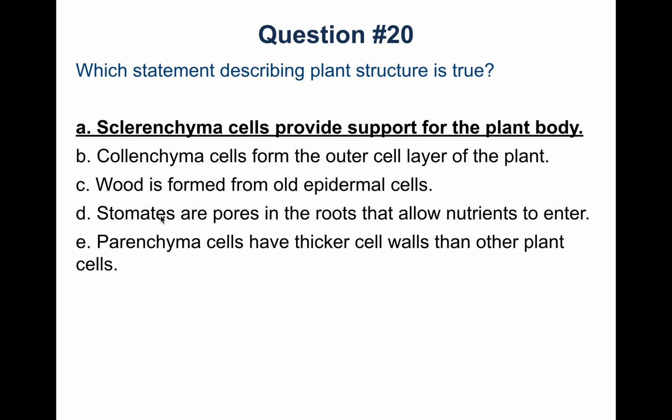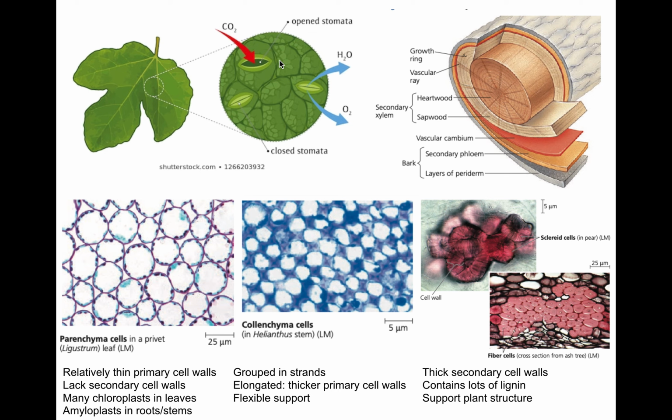So for instance, stomates or stomata are pores in the roots that allow nutrients to enter. No, the stomata are pores, but in the leaves. So the point of the stomata is to allow the exchange of gases like CO2 and oxygen, and also transpiration of water.